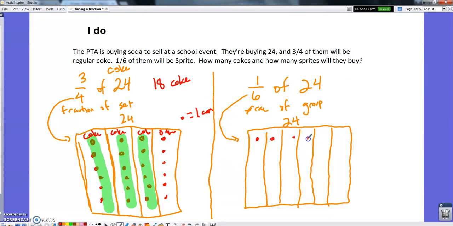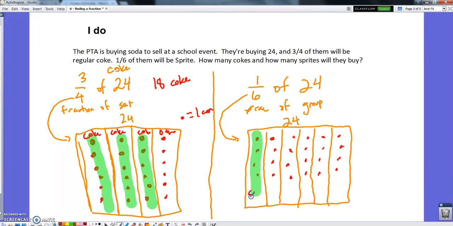1, 2, 3, 4, 5, 6, 7, 8, 9, 10, 11, 12, 13, 14, 15, 16, 17, 18, 19, 20, 21, 22, 23, 24. So now I've divided up my 24 sodas into sixths. And 1/6 of the 24 is Sprite. So in that case, I just have 1. So I'm going to have 4 Sprite. 1, 2, 3, 4.